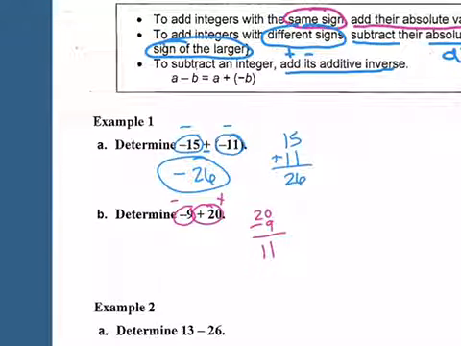And then I need to look back at my problem, and my bigger digit was 20. 20 is bigger than 9. You're just looking at their absolute value. 20 is bigger than 9, so that means my answer will be positive since 20 was positive.